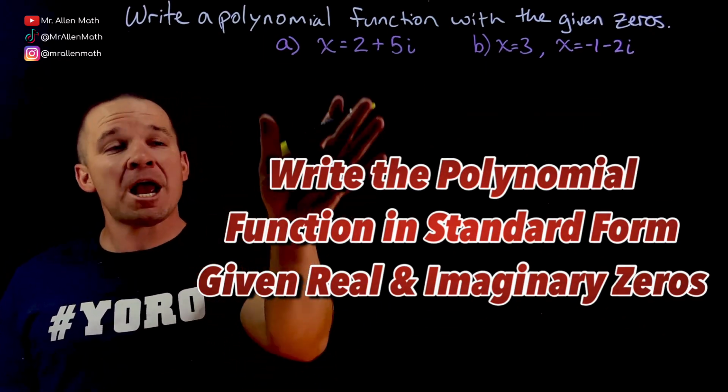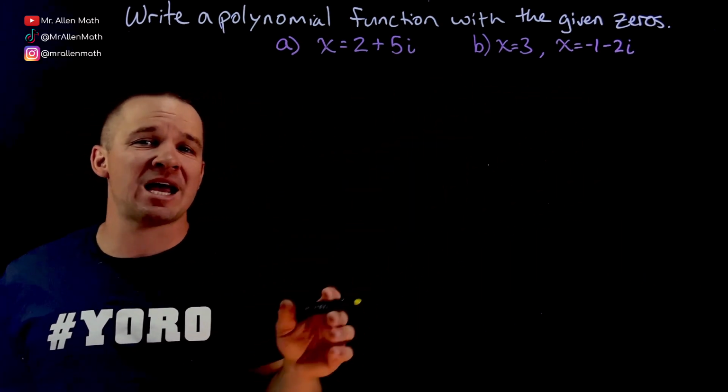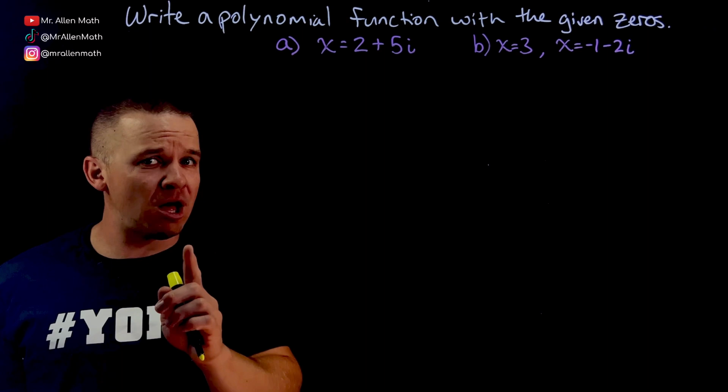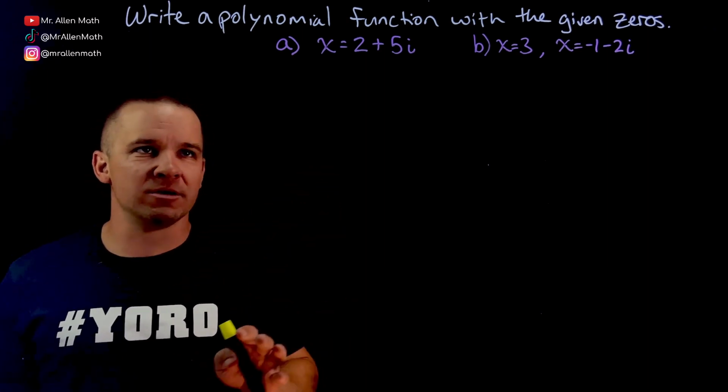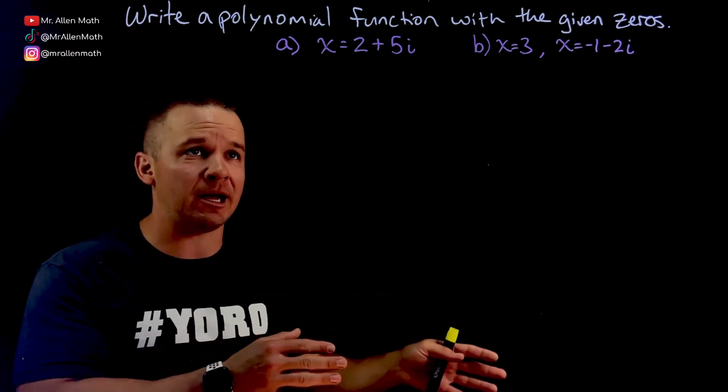We've got to write a polynomial function with the given zeros. And I've got two different examples here. Both involve imaginary numbers. All right. So for the first one here, we have a zero of x equals 2 plus 5i.